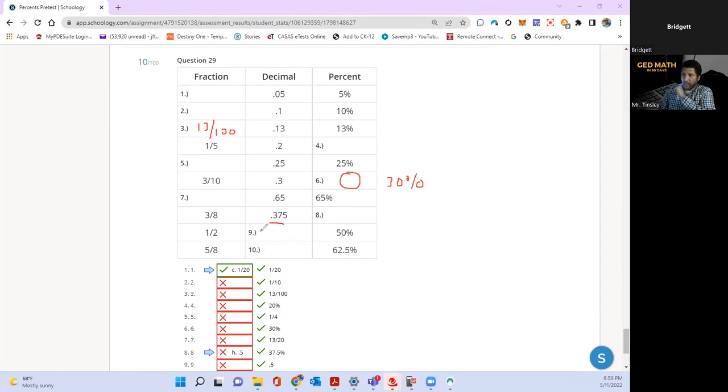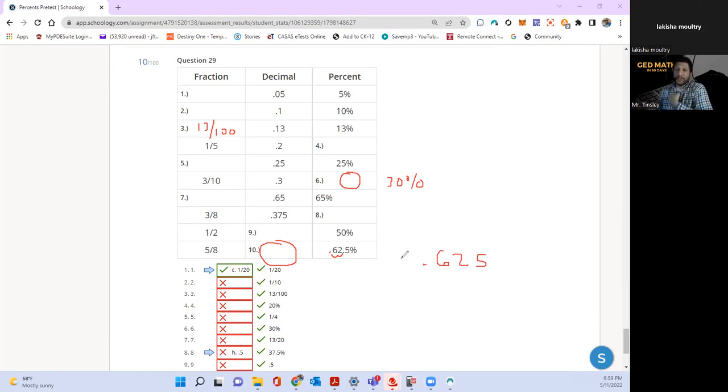Now for the decimal here, let's not do number 9. That's pretty easy. Number 10, what will be the decimal for 62.5% or 5/8? 0.62. No, you move your decimal 2 times to the left. 1, 2. So what's my decimal? It'll be 0.625. Now, I see here a lot of people say 0.0625.